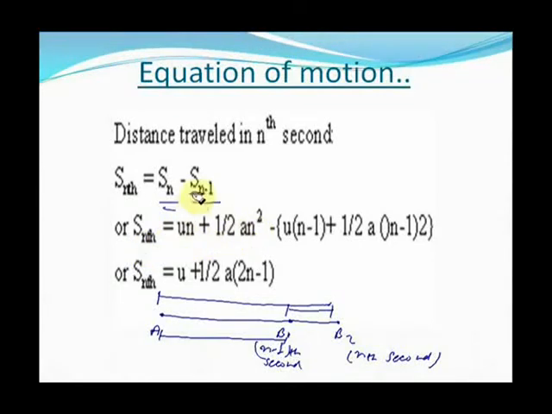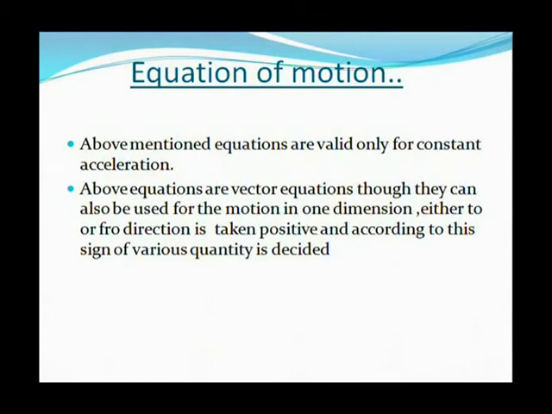So we can get the distance traveled in the nth second as Sn minus Sn-1. Now we can replace Sn with un plus half a n square, where n is in seconds, and we can replace Sn-1 with u(n-1) plus half a into (n-1) whole square. So finally we get Sn is equal to u plus 1 by 2 a into (2n minus 1).